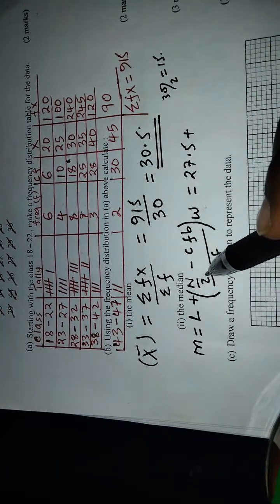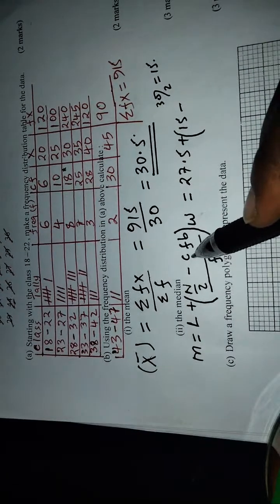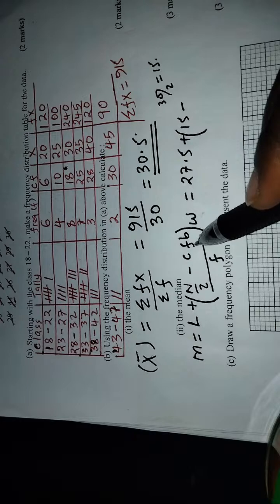So now we substitute into the formula because we have identified our median class. We start with L, which is the lower boundary of the median class. Now that the lower limit is 28, the lower boundary will be 27.5. So we begin with 27.5 plus n out of 2, that means total frequency out of 2, which gives us 15, minus cumulative frequency just before the median class, which is 10.